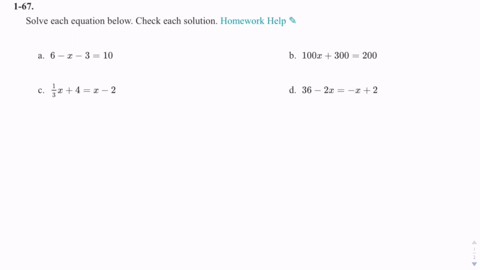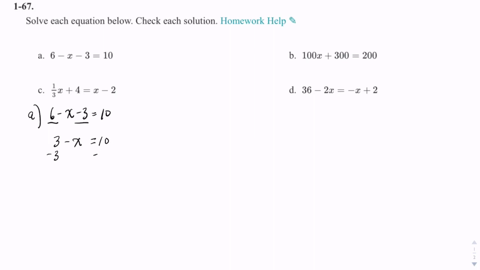Okay, 67 wants us to solve equations. So let's start with A, right? So I have 6 minus x minus 3 equals 10. I'm going to simplify each side of the equation before I start moving things around. So I have like terms, a 6 and a negative 3. 6 and negative 3 is 3. And I still have the minus x equals 10.